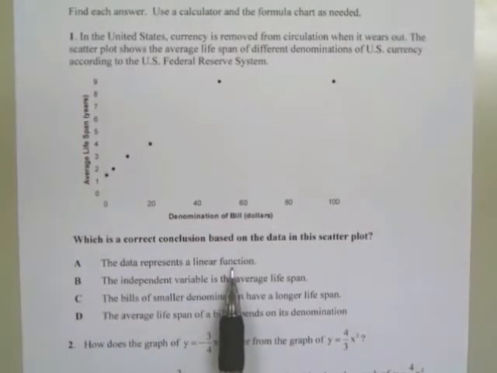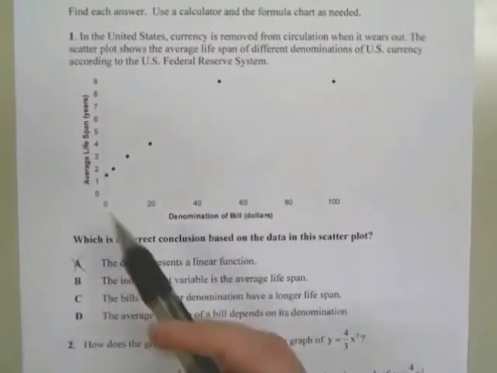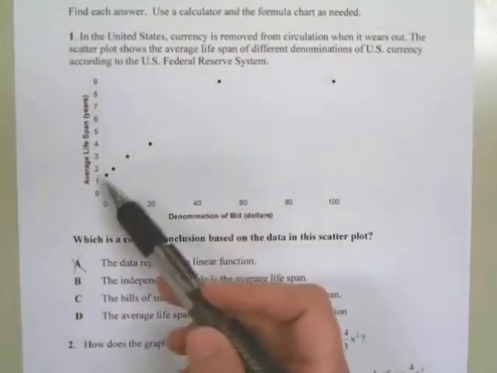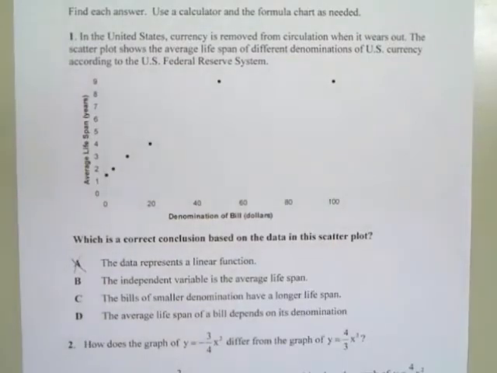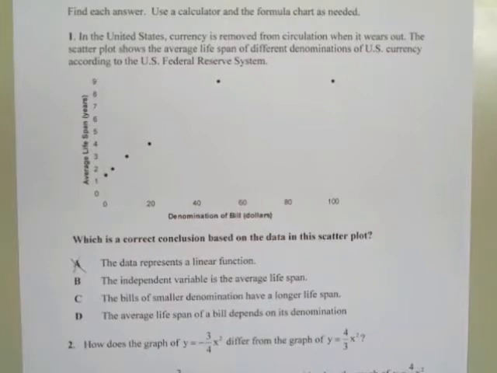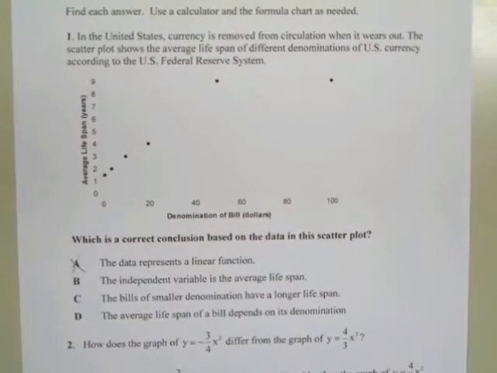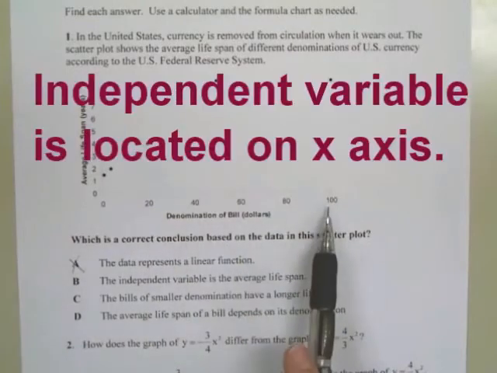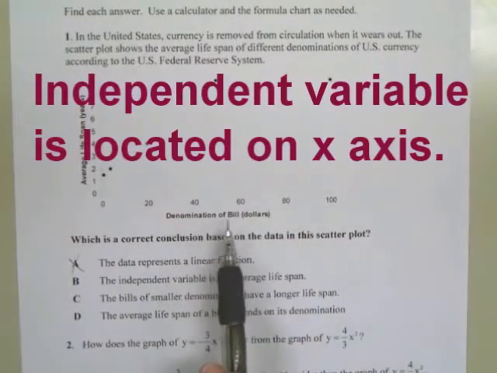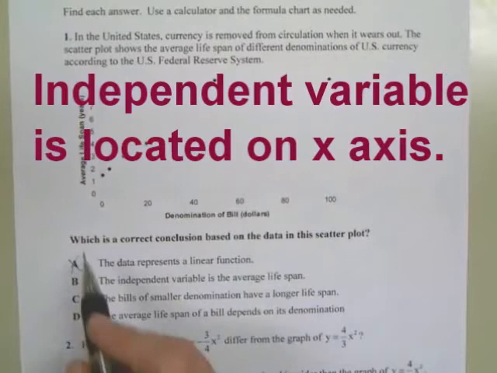Well, we know that it is not A because if you look at your points, they do not make a straight line because we have this point over here, so we know it does not represent a linear function. B. The independent variable is the average lifespan. Well, your independent variable is on your x-axis, which is the denomination of the bill. So we know it's not B.